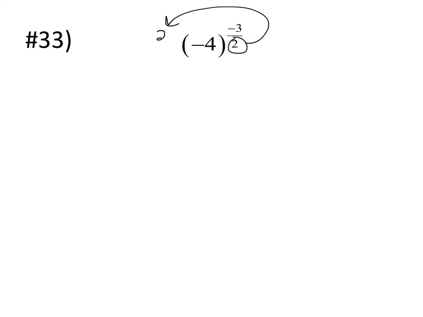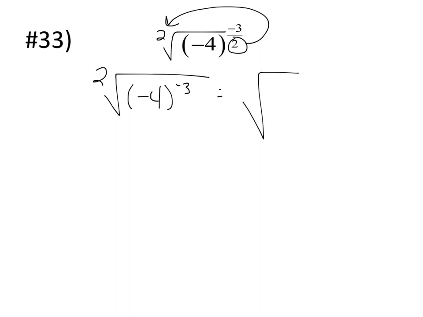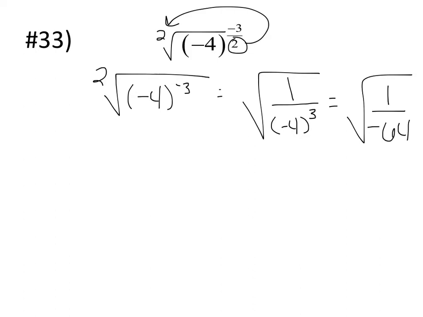make your denominator your index. So it becomes the square root, add your radical, of negative 4 to the negative 3 power. Okay, so this is going to be the square root of 1 over negative 4 cubed, because drop it like it's hot, which becomes the square root of 1 over negative 64. Okay, so notice negative under the radical when you have an even index, because our index is 2, so that is not a real number.